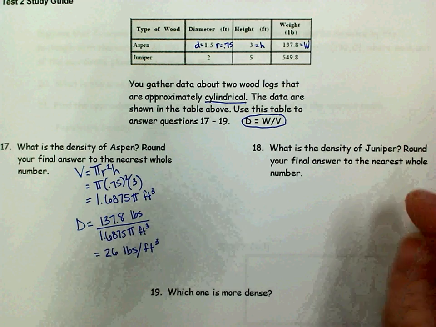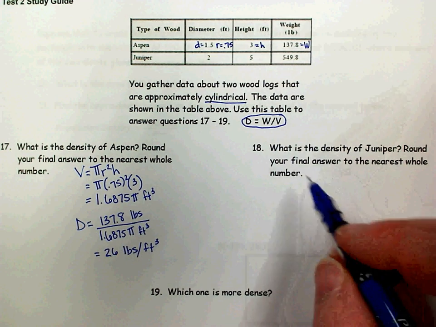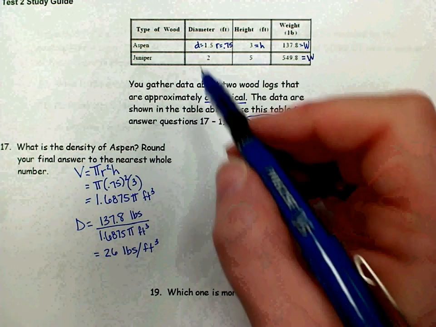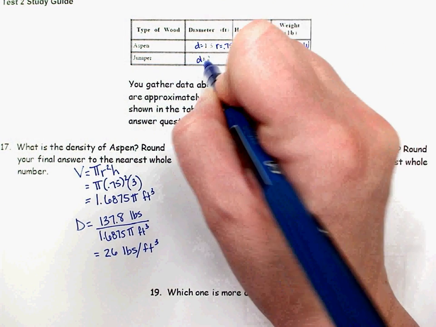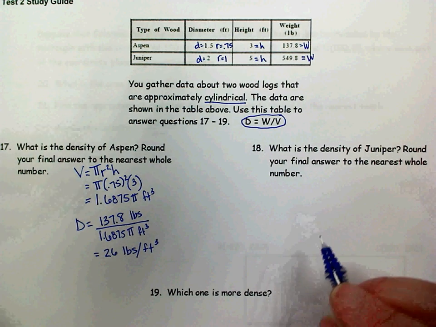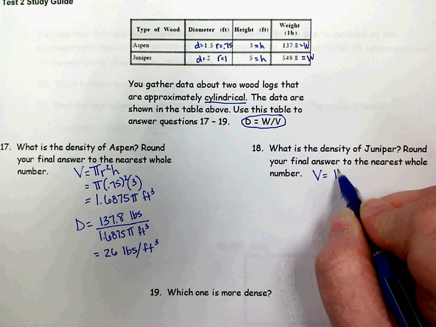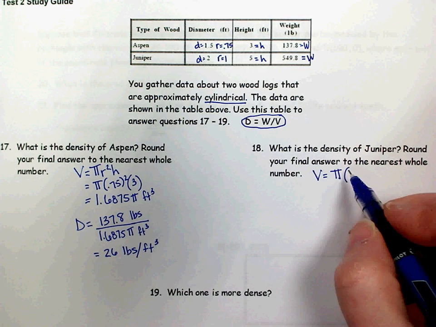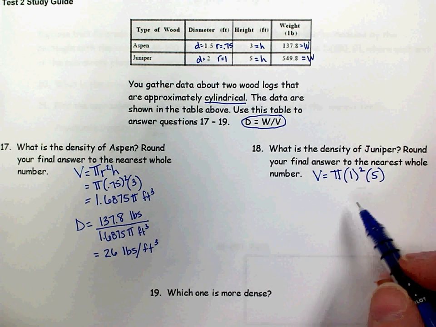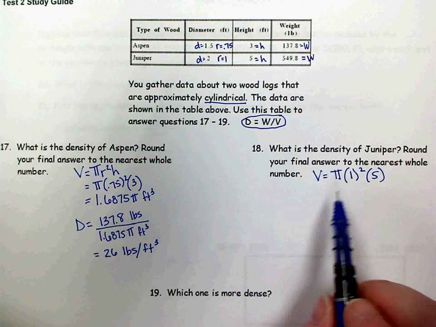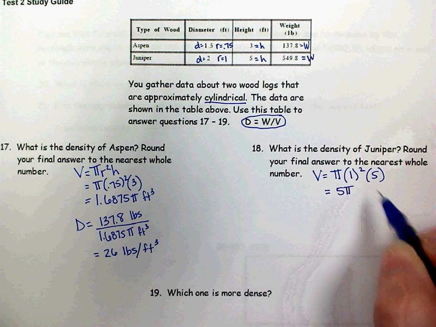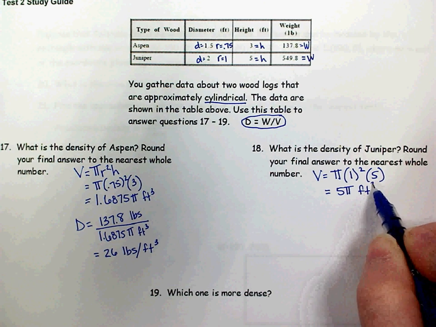Number 18, we're going to do the same thing, but we're finding the density of the juniper, where the weight is more at 549.8. The diameter is 2, which means my radius is 1, and my height for this log is 5 feet. So first we're going to find our volume in terms of pi, putting the 1 in for the radius and the 5 in for the height. So this one's pretty easy. 1 squared is 1. 1 times 5 is 5. So 5 pi is my volume in cubic feet for the juniper.